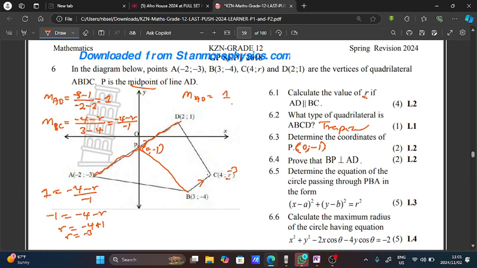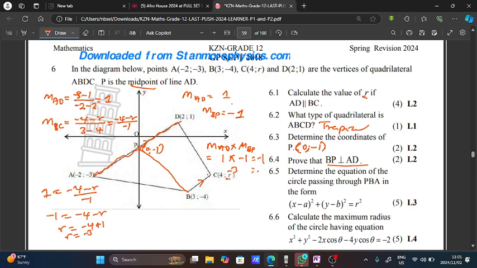It gave us +1. Now we must find the gradient of BP. What is the gradient of BP? If you work it out, you get -1. So now you're going to say the gradient of AD multiplied by the gradient of BP. Now you substitute. This is 1, this is multiplied by -1. What is the answer? Therefore, these two are perpendicular since the product of the gradients is -1. Okay?